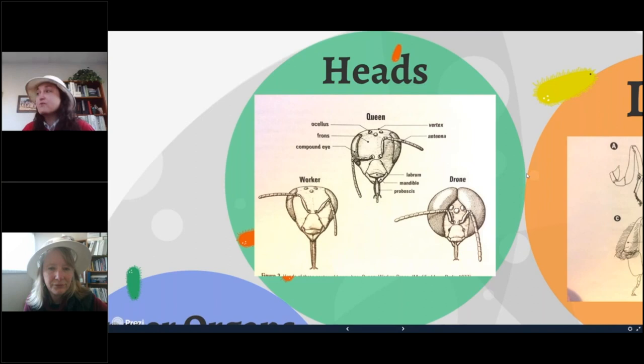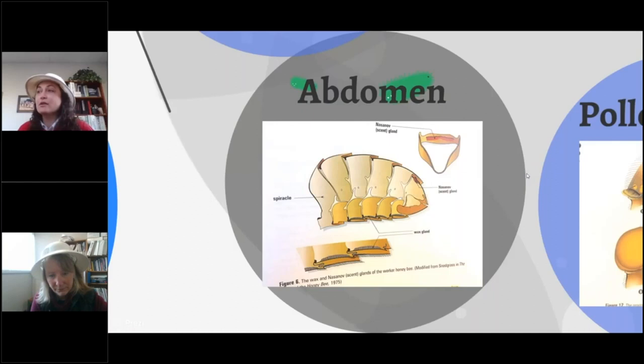This is the end of the abdomen, and at the bottom there, you see the little wax glands. They're gray. And the neatest thing is, once their glands start secreting wax, they put out a thin layer of wax, like little sheets, and when the wax dries, it comes off in flakes, and that's how they build the honeycomb, with these thin sheets of wax.